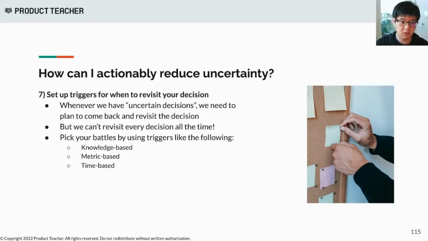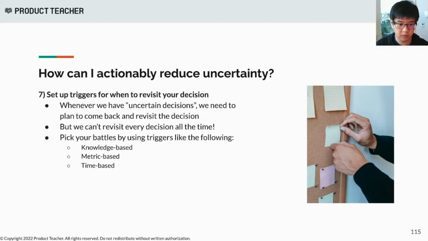And so list out what are the core pieces of knowledge where if you learn this piece of knowledge, you have to go back and revisit that particular decision, right? And once you've got that trigger logged, it's then very straightforward for you to know exactly which decision you're going to go back and double check once you learn a new piece of information.